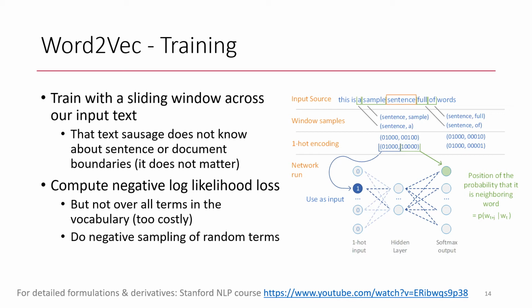So Word2Vec introduced negative sampling of random terms to get rid of the problem that we actually have to look at all terms in the document. I'm not going to go into more detail on that, but if you're interested in the mathematical aspect and how to derive all the formulas, please check out the Stanford lecture that focuses exactly on the mathematical side of Word2Vec.